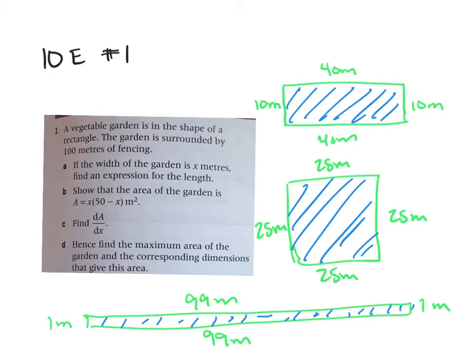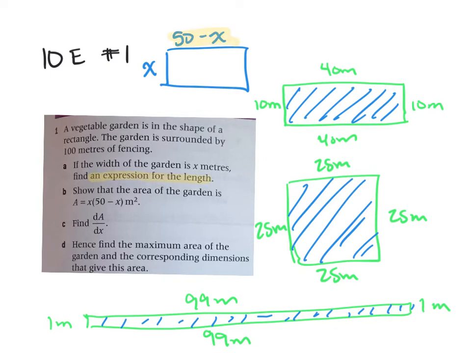Expression for length. Basically, I'm saying if, here's my fence, this is x meters here, this is going to be 50 minus x meters. Hopefully that makes sense, because if I'm going to have a sum of 100 and it's going to be a rectangle, half of that rectangle has to be 50. So hopefully that's okay. So this is the expression for length.